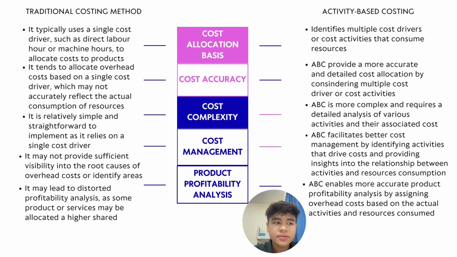The last one is product profitability analysis. In the traditional costing method, it may lead to distorted profitability analysis as some products or services may be allocated a higher share. In activity-based costing, ABC enables more accurate product profitability analysis by assigning overhead costs based on the actual activities and resources consumed.